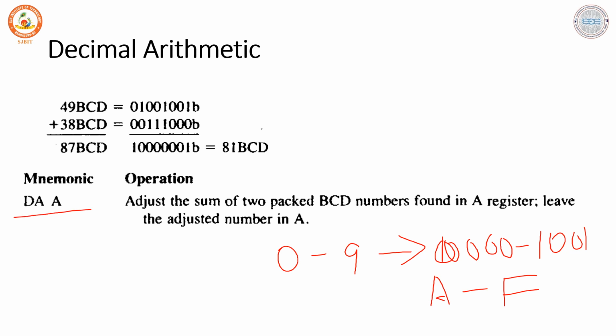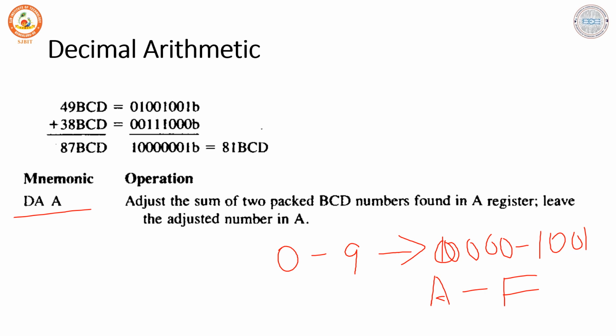Whatever result you have, you will be loading it in the accumulator. That means if it is exceeding the 9 value, you are adjusting the sum of the two packed BCD digits in the A register. If it is exceeding 9, you will add 6 to it and adjust that value below 9 or below A. The result will be stored back in the accumulator, and this instruction adjusts the 8-bit value in A, which results from the earlier addition of the two BCD numbers. I'll take you through an example to explain this DA instruction.